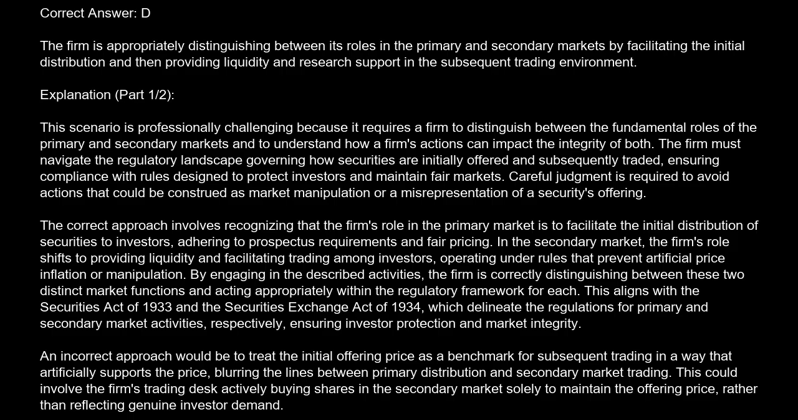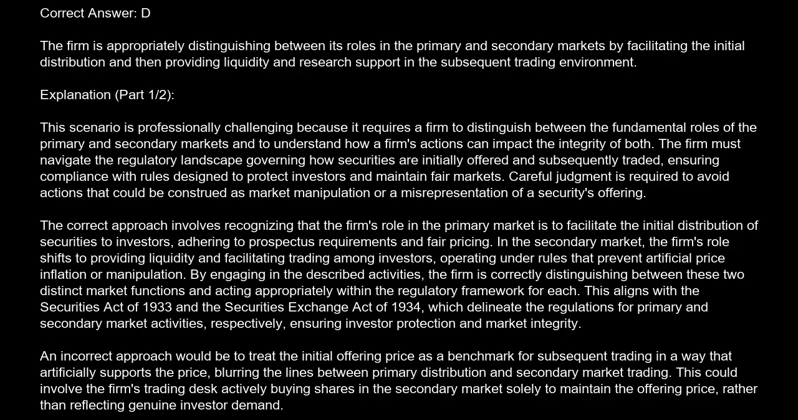In the secondary market, the firm's role shifts to providing liquidity and facilitating trading among investors, operating under rules that prevent artificial price inflation or manipulation. By engaging in the described activities, the firm is correctly distinguishing between these two distinct market functions and acting appropriately within the regulatory framework for each. This aligns with the Securities Act of 1933 and the Securities Exchange Act of 1934, which delineate the regulations for primary and secondary market activities, respectively, ensuring investor protection and market integrity.